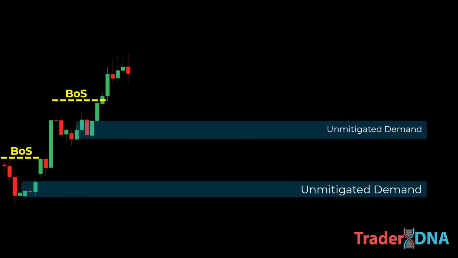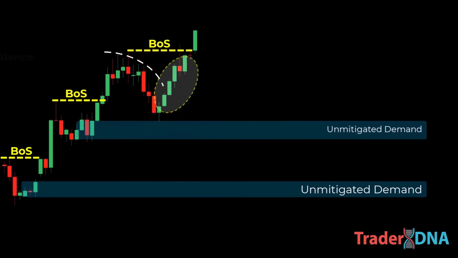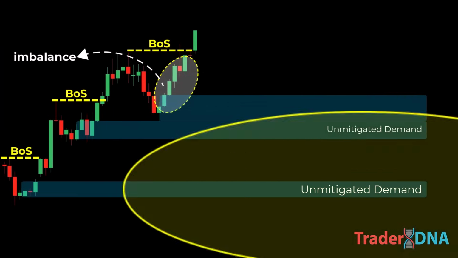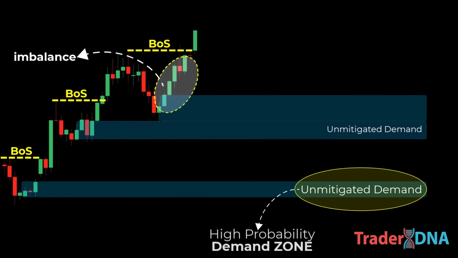Then what happens? We get a short correction and boom, another break of structure to the upside, this time with imbalance, which forms a new, even stronger demand area. As long as price stays above the lowest demand zone, what we call the extreme demand, the overall sentiment remains bullish. But here's where things start to shift.